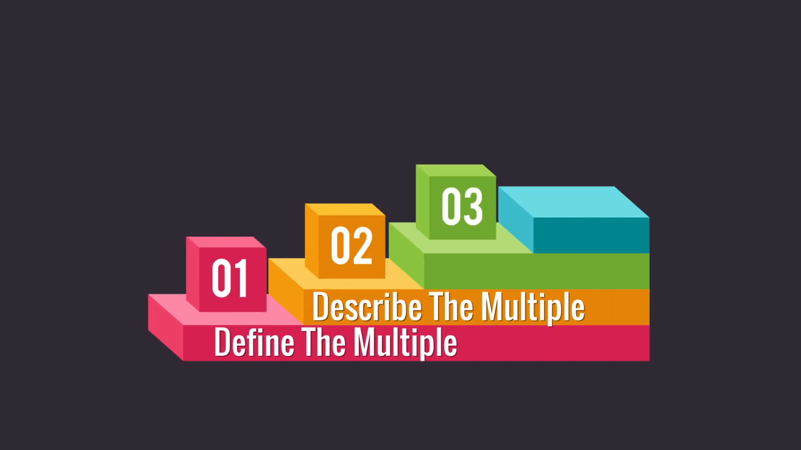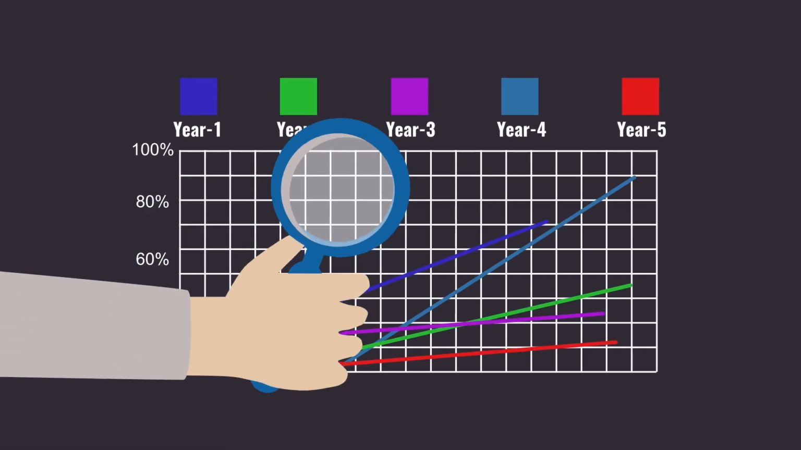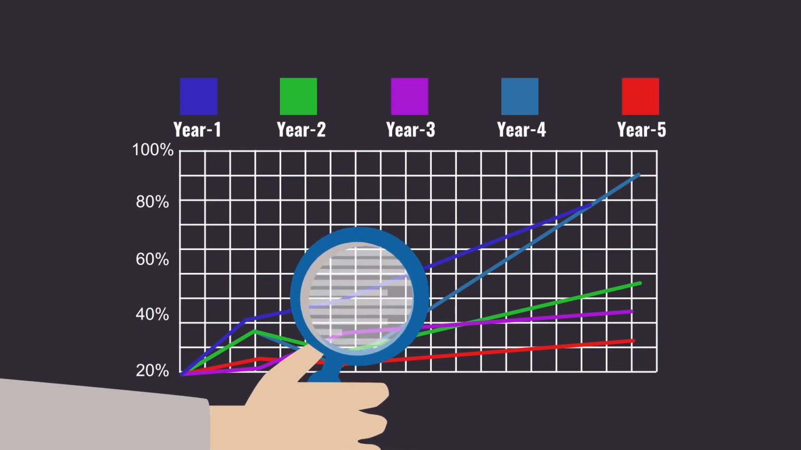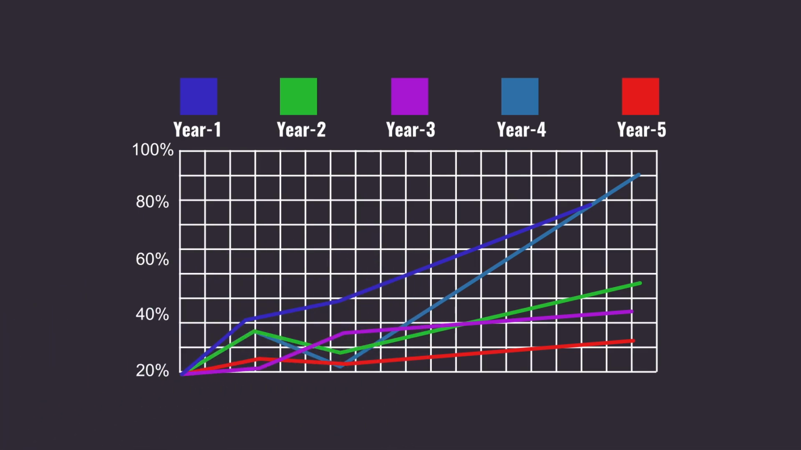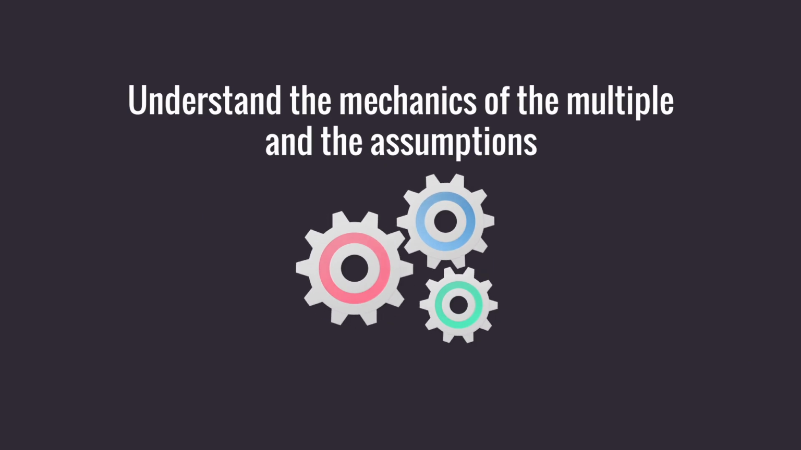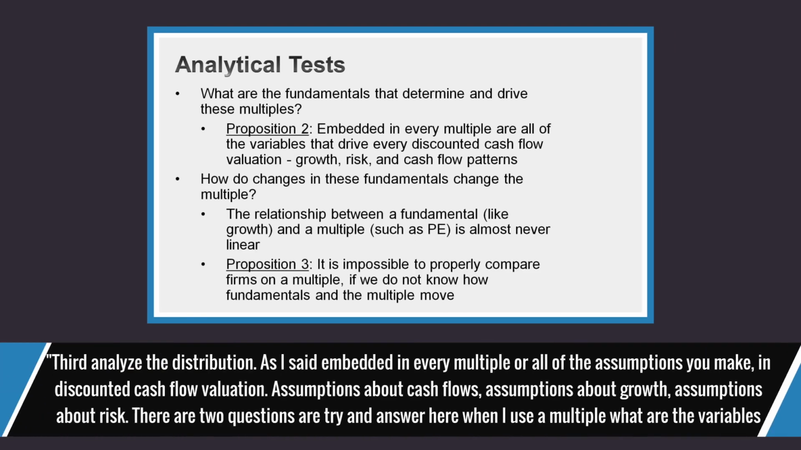Step 3. Analyze the multiple. The purpose of analyzing the multiple is to understand and test the fundamentals, assumptions, and relationships of the variables that drive each multiple. In other words, you want to understand the mechanics of the multiple and the assumptions being plugged into these formulas. Third, analyze the distribution. As I said, embedded in every multiple are all of the assumptions you make in discounted cash flow valuation. Assumptions about cash flows, assumptions about growth, assumptions about risk.